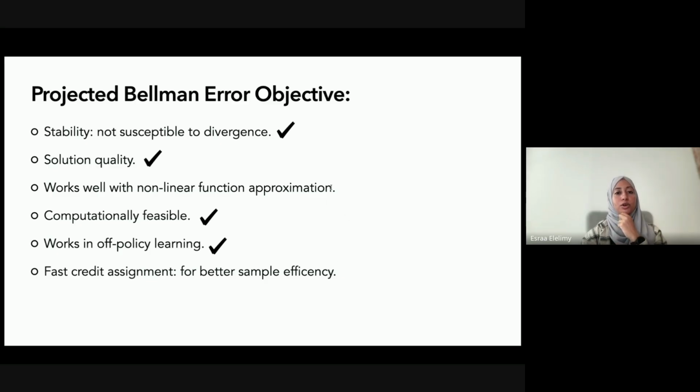So we're going to focus on these two. It looks like we have most of the things that we want, but we're missing the nonlinear function approximation part and the fast credit assignment part. In the next few slides, I will focus on the nonlinear function approximation part first, and then move on to the other later.